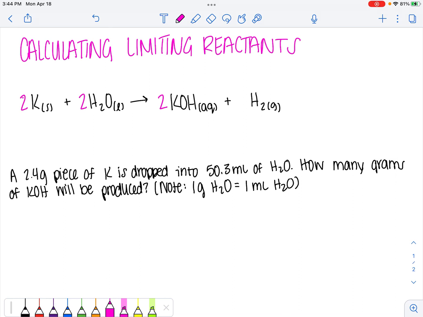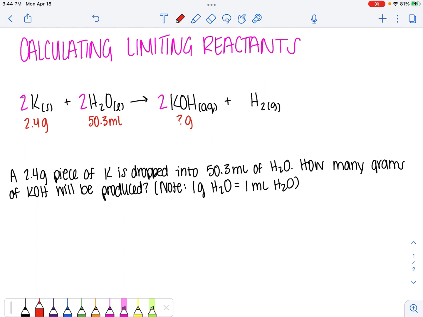We want to figure out how many grams of potassium hydroxide we can produce from this reaction. And then I give you an extra conversion factor as a hint that 1 gram of water is equal to 1 milliliter of water. So let's start out by just analyzing the information we've got. So we know we have 2.4 grams of potassium. We're reacting this with 50.3 milliliters of water. And at the end of this problem, we want to find our mass in grams of potassium hydroxide.